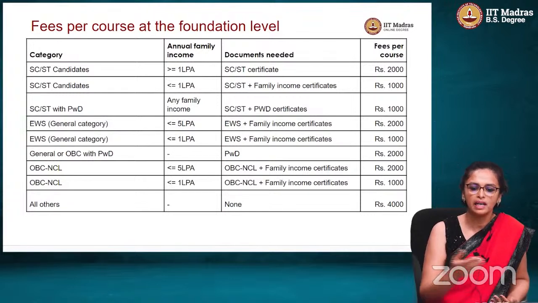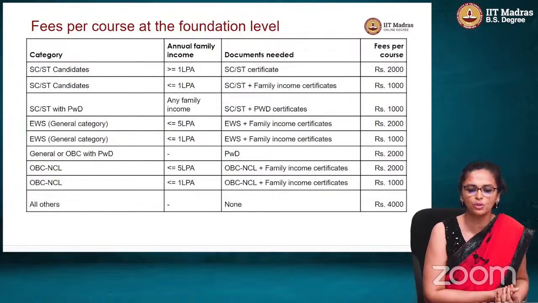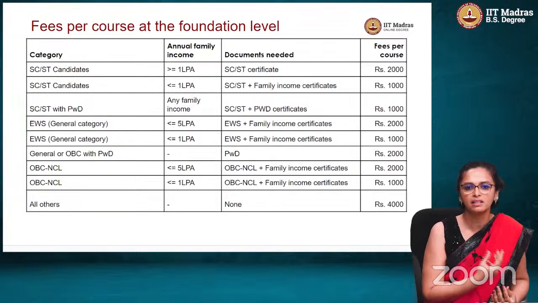And the documents that are needed for us to extend this waiver are given here. So it could be a combination of the SC/ST certificate with the family income certificates, the EWS certificate with the family income certificates, the PWD certificate, or the OBC NCL with the family income certificates.